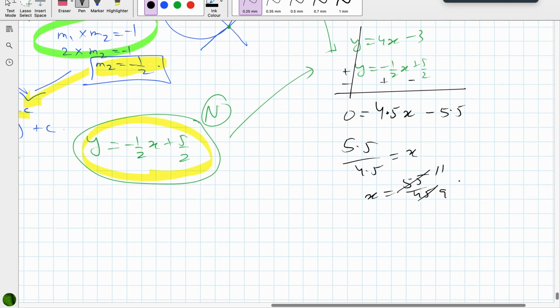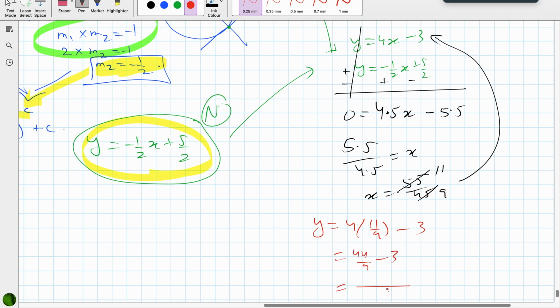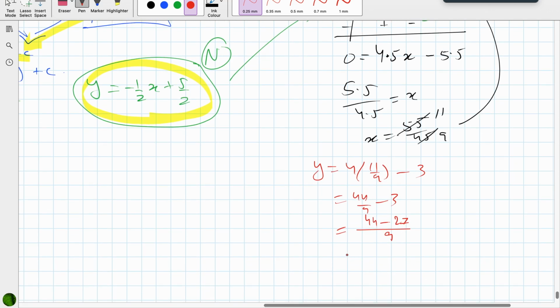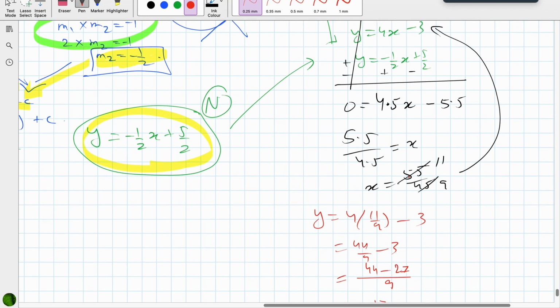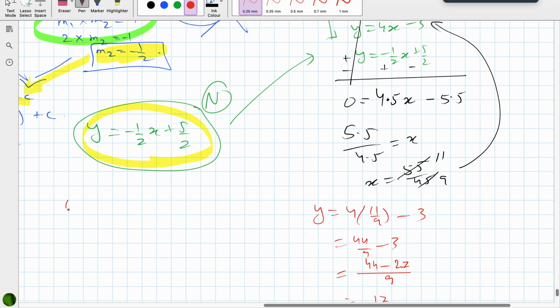And put it in any of the equations to find y. So y is equal to 4 into 11 by 9 minus 3, which is 44 by 9 minus 3. Taking 9 as the LCM, 3 times 9 is 27, so 44 minus 27 gives 17 by 9. I hope it is correct. Can someone check it quickly? 17 by 9 is equal to 4 into x, which was 11 by 9, minus 3. Can you see if the left hand side is equal to the right hand side?